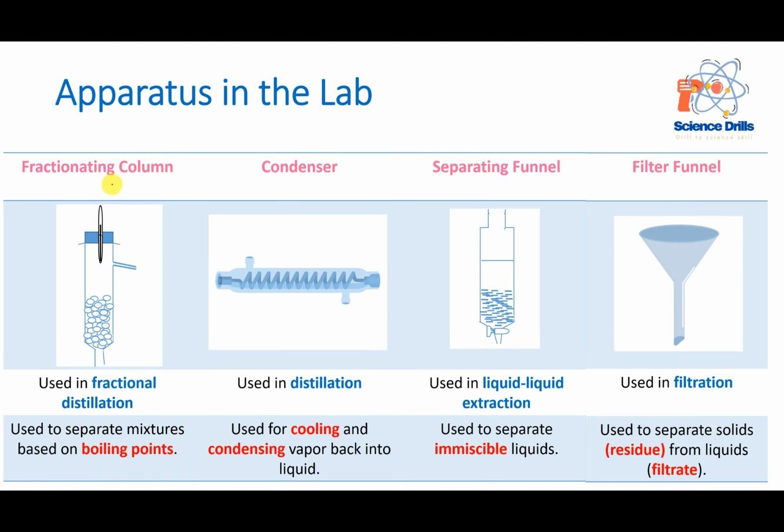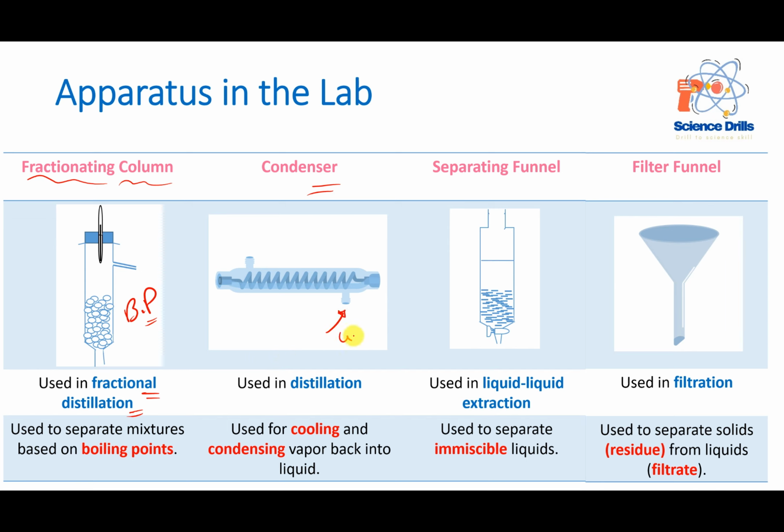Now, equipment used in separation techniques. I will quickly go through each one, but I will explain it more in each technique when we talk about separation methods. Number 1, the fractionating column. It is used in fractional distillation when we separate two substances or mixtures according to the boiling point. And then the condenser. The condenser cools vapor back into liquid. And this is the shape of the condenser.